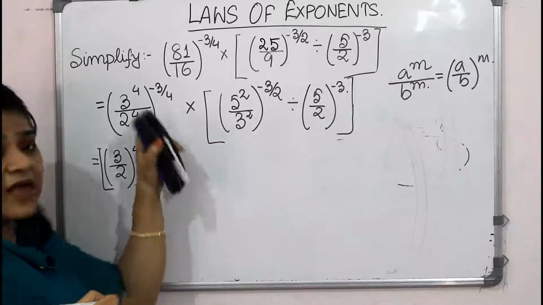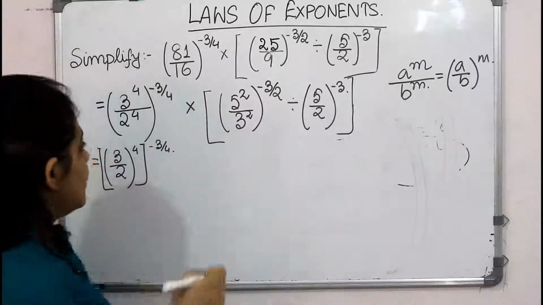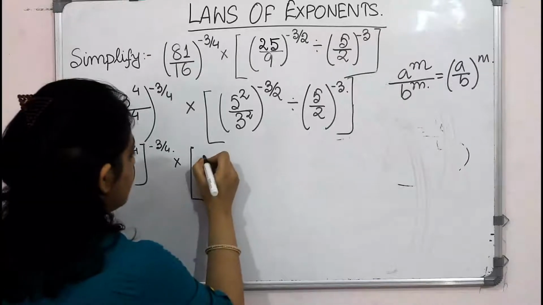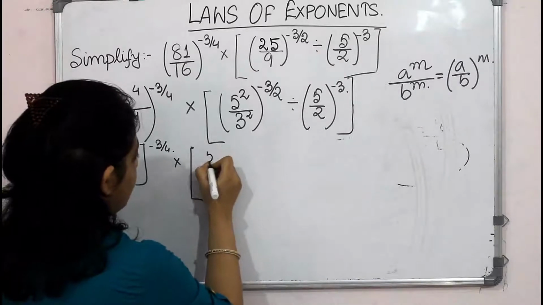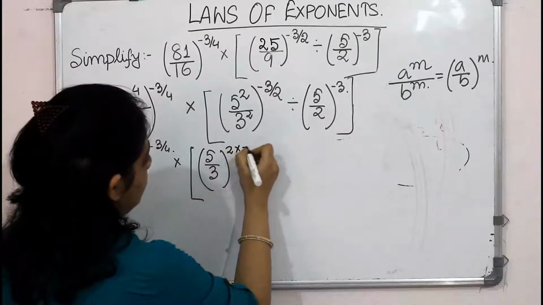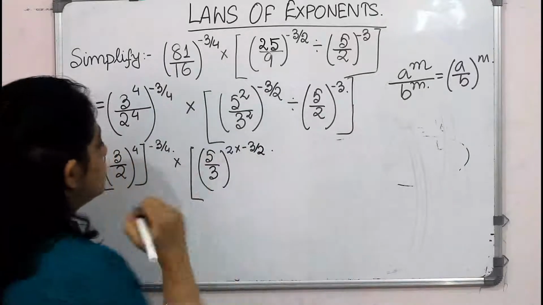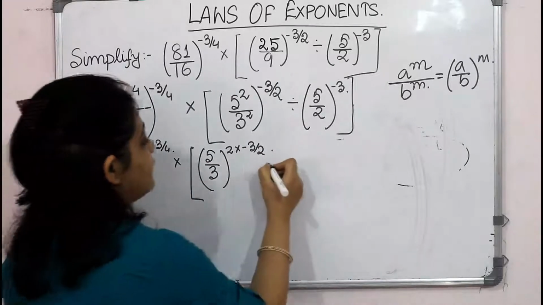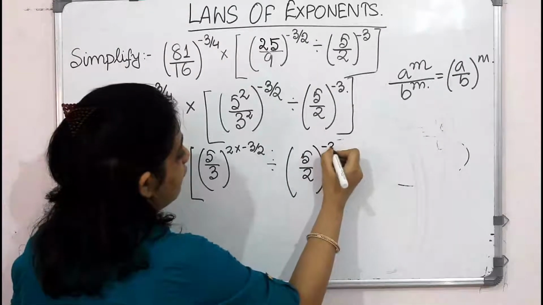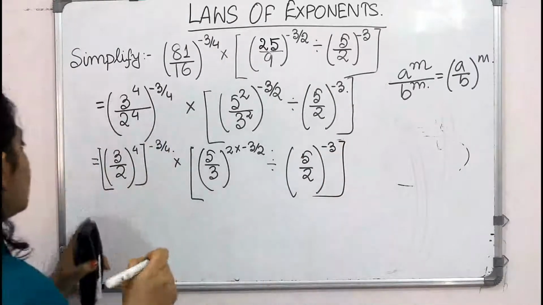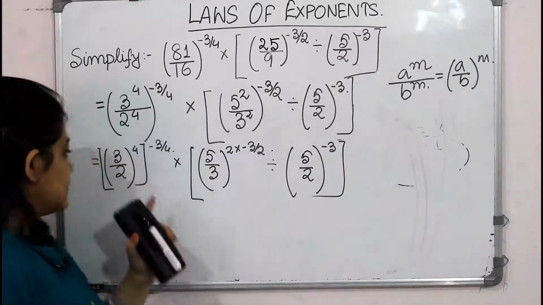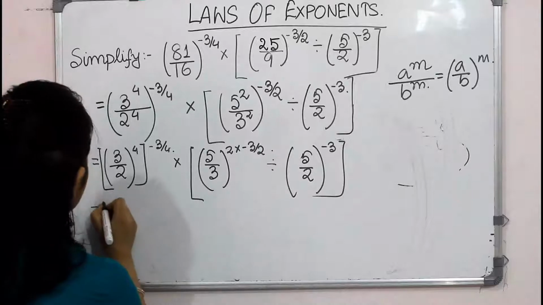Yes, I can write this one into this will become 5 by 3 whole square into minus 3 by 2. Yes, I can write, and divided by 5 by 2 to the power of minus 3. Now this 4 and this 4 we can cancel. Yes, this 4 and this 4 we can cancel.